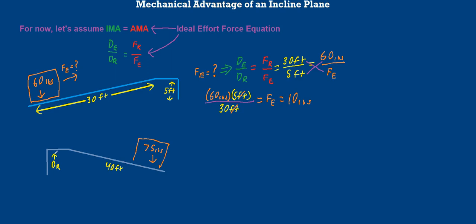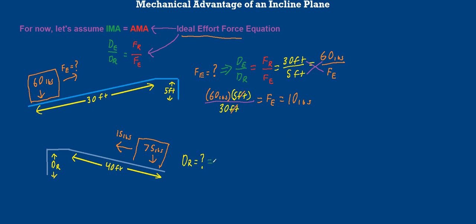Let's say this time we don't know the height of our incline. We don't know the distance resistance, but we do know the length of the incline. So hold on. We do know this length here. Let me add the arrows here. And let's say we have some ideal effort force required to push this weight up this incline. And let's keep it simple. Let's say it's only 15 pounds. What would be our distance resistance? And so we'll say distance resistance equals question mark.